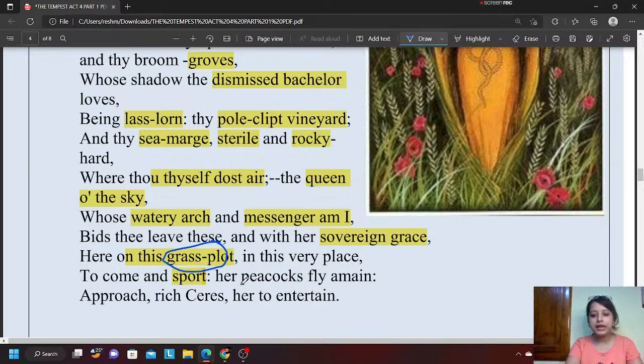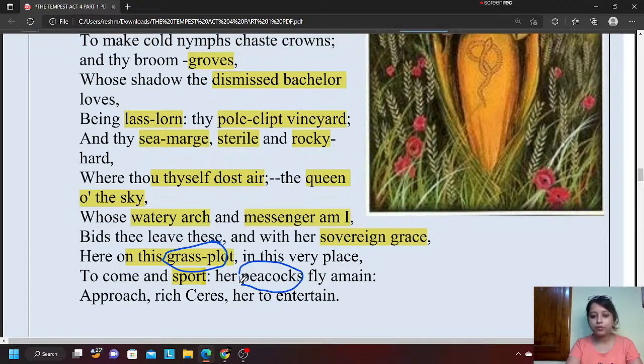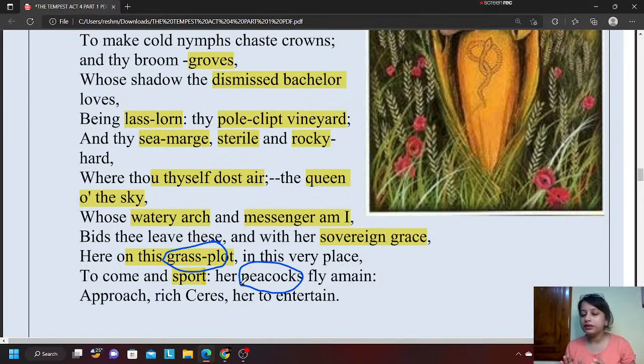Her peacocks fly, important. Peacocks. Now every god and goddess has a chariot, just like the sun god has a horse chariot. So her chariot, or what should I say, car. Okay, kind of a car.